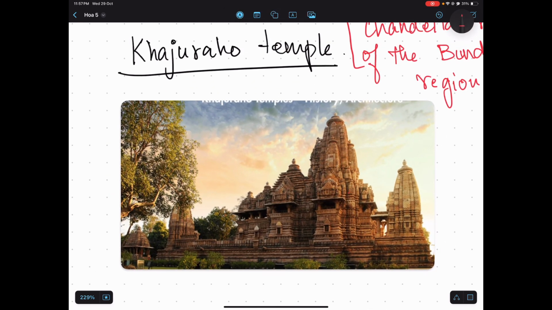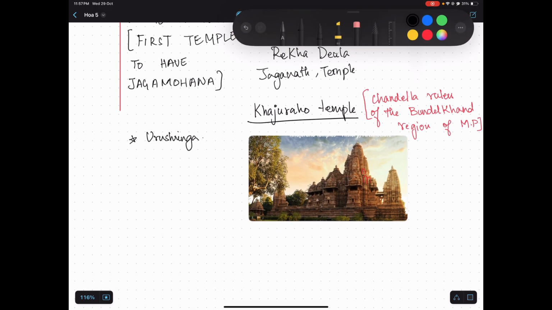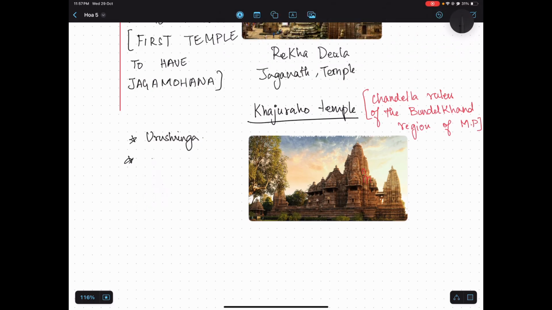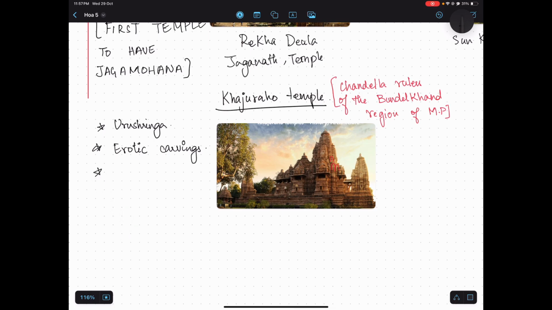So these are your Urushringas. Then other feature is, it had a lot of erotic carvings on it. And this entire temple is elevated above the ground, and the base of it is called Adisthana, which is the base elevated from the ground.